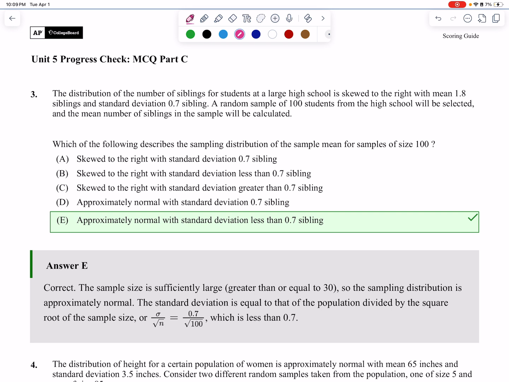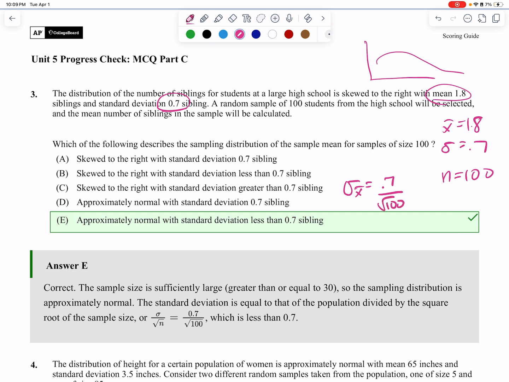Okay, the distribution of the number of siblings for students at a large high school is skewed to the right, with a mean of 1.8 and standard deviation of 0.7. A random sample of 100 students of the high school would be selected with the mean number of siblings calculated. Which of the following describes the sampling distribution? So the standard deviation is going to be 0.7 over square root of 100, which is 0.7 over 10, which is 0.07. But the mean is going to be still 1.8.